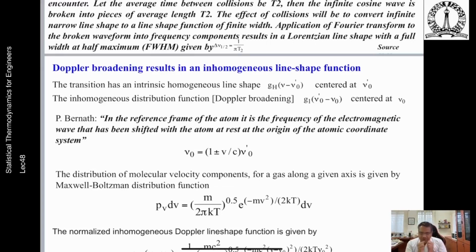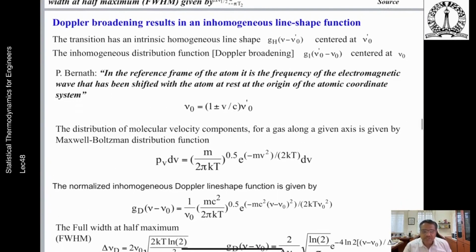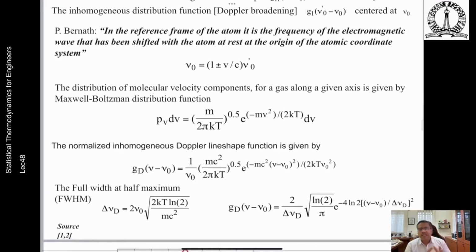So in the reference frame of the atom, it is the frequency of the electromagnetic wave that has been shifted, with the atom at rest at the origin of the atomic coordinate system. It is definitely given by the molecular velocity components v over here. For a gas along a given axis, it is given by the Maxwell-Boltzmann distribution, right? So the alteration in the frequency happens because of the molecular motion, because of the molecular velocity components. The normalized Doppler line shape is given by this, which is a Gaussian distribution.